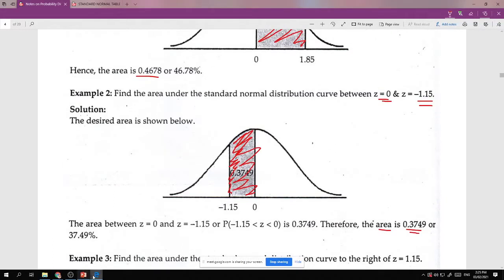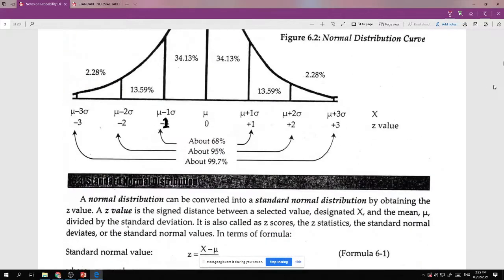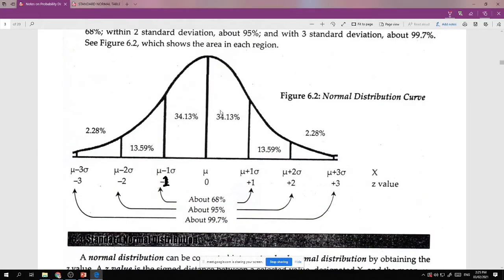Okay, so let's study the table first. Let's go over the table. Look at the table here. Take note, this is the normal distribution curve. We have 0, positive 1, positive 2, positive 3, and negative 1, negative 2, and negative 3. Now, look at the curve. The curve will never touch the horizontal line. In some examples, they touch, but anyway, I'm not very strict on that. The important thing is, it will never touch the horizontal line.